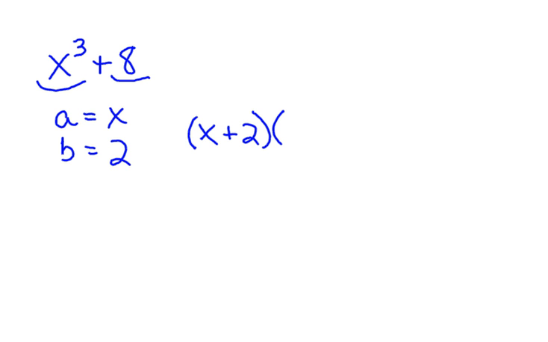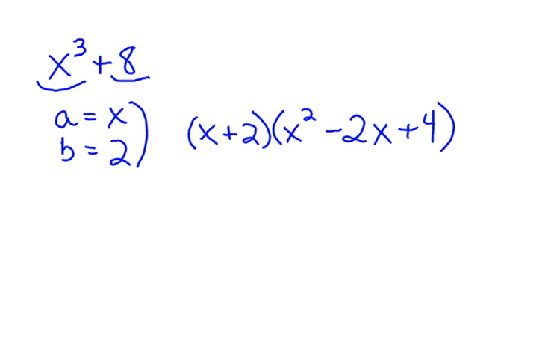The second sign is going to be addition. We're going to square x, so x squared minus. Then we multiply these two, so 2x. And then we square b, plus 4. So there are some basic ones that look like that. They can get a little more complicated.